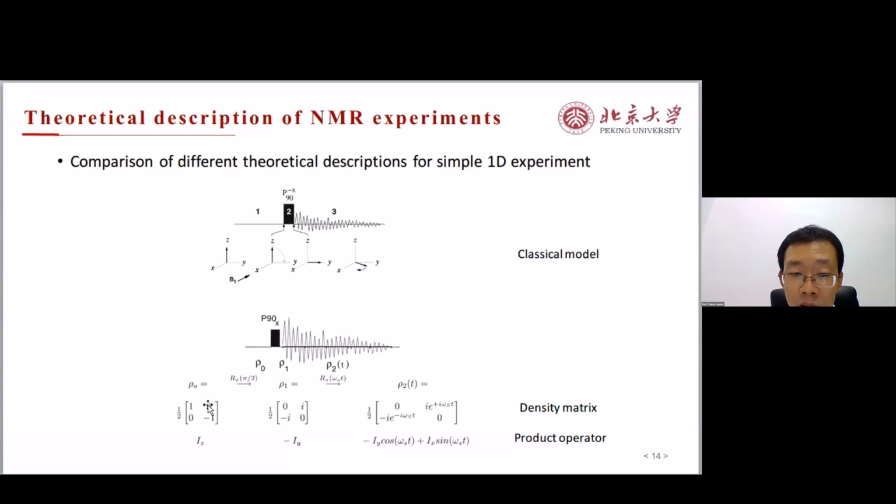At the beginning, we have this density matrix at equilibrium, then a 90-degree pulse. After that, we get this form. And then during the free induction decay, the density matrix is like this.